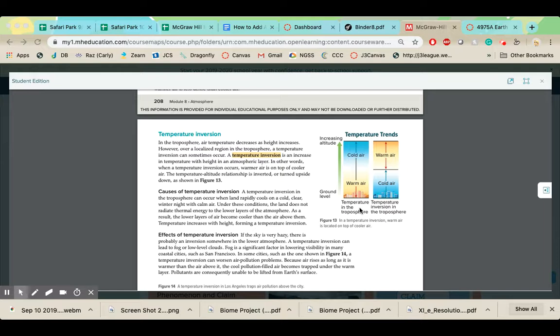And normally, hot air rises. So, as this warm air goes up and the pressure releases, it cools off more and more because there's less pressure the higher you go up in the atmosphere. So, this is the normal way of functioning.